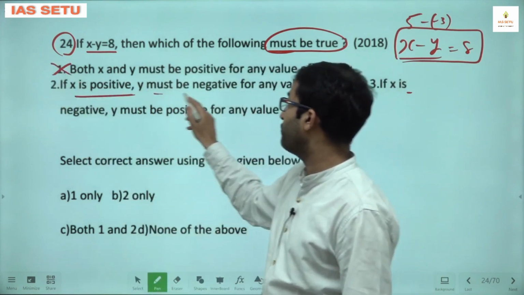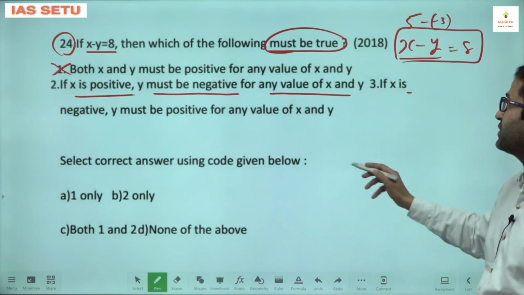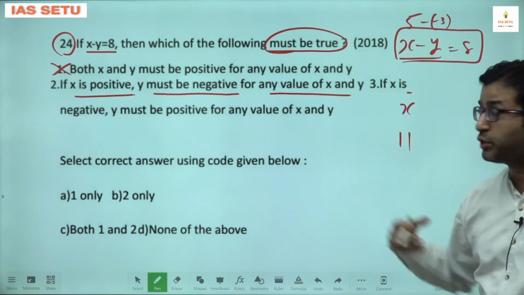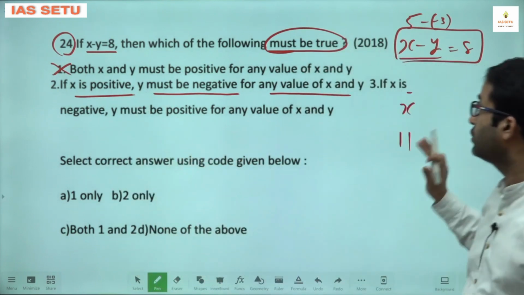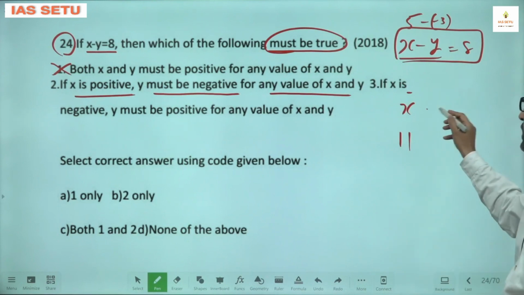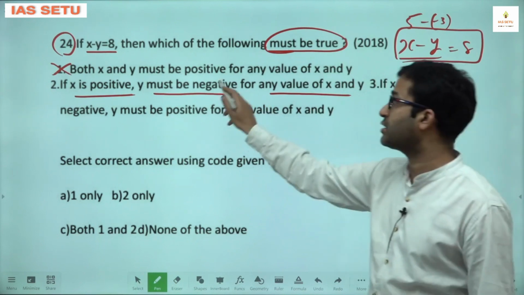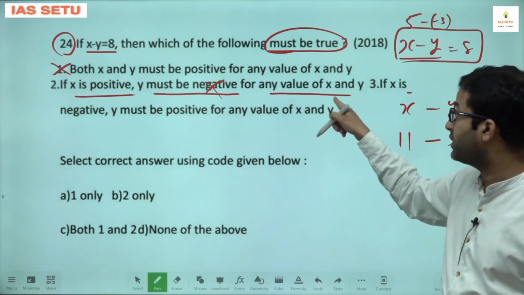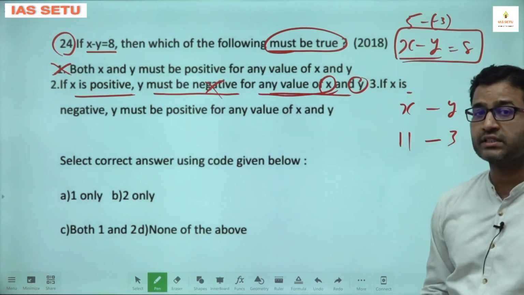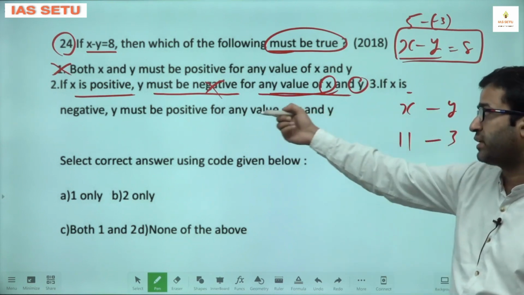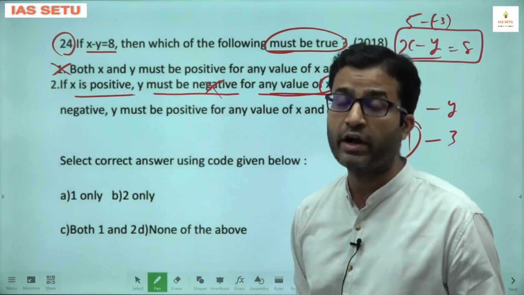If x is positive, y must be negative for any value of x and y. I take x as 11 because I have a choice, because in this question the examiner has given me authority to take any value of x and y. So here I take x as 11. So in that case y has to be 3. So it means y is positive. It is not necessary that y has to be negative, because here I have authority to take any value of x and y. So it has to satisfy all the values of x and y. But here I have a contradiction. If I take x as 11, y is coming plus 3. So y can be positive also.